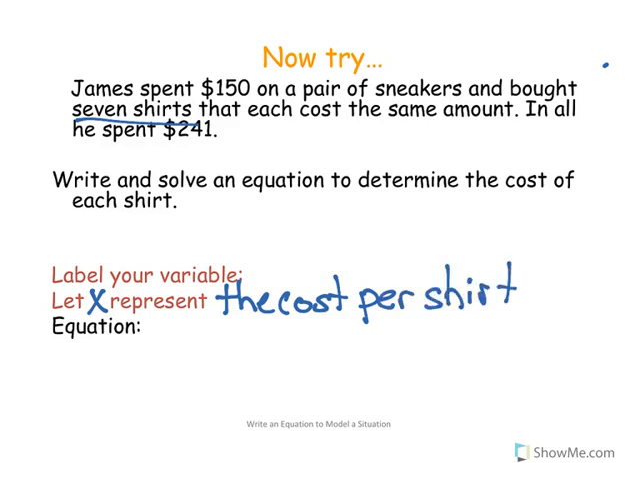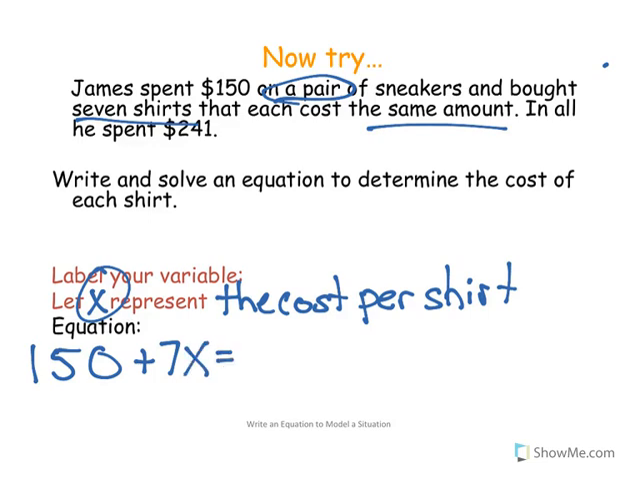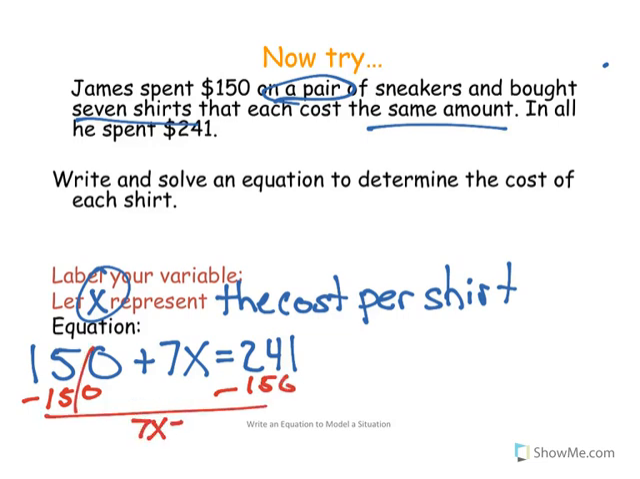Okay, so let's think about James's purchase. He spent $150 on a pair of sneakers, right? That's one. Then he bought 7 shirts. How much did those shirts cost? The same amount. What is that amount? It's X. What did he spend in all? $241. This should be a pretty simple 2-step equation for us to solve. So I'm going to add negative 150 on both sides. So I should be looking at 7x equals 91. Divide both sides by 7, I should have x is equal to 13.